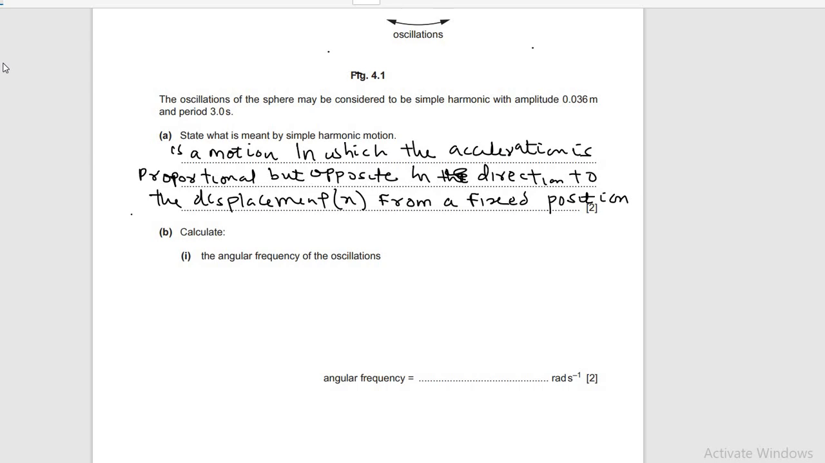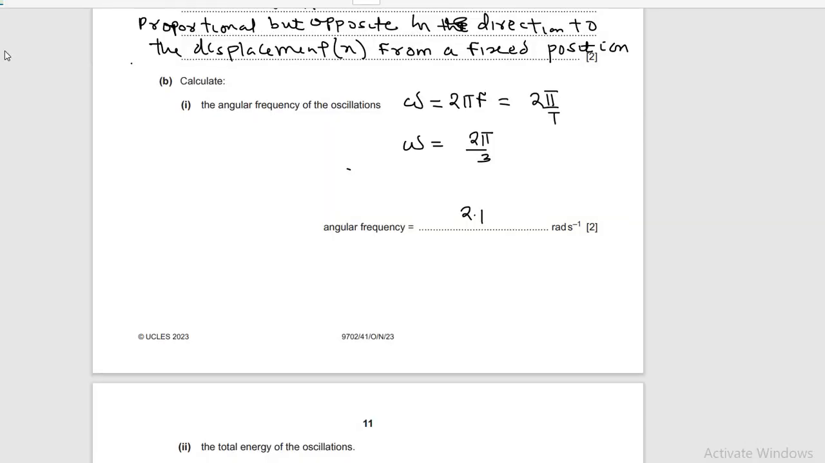Next question. Calculate angular frequency. Angular frequency, radian per second. That's omega equals 2 pi f, and f is 1 over period, which is 2 pi over T. In the question, we are given the period to be 3 seconds. So 2 pi divided by 3, that will be 2.1 radian per second. Next question.